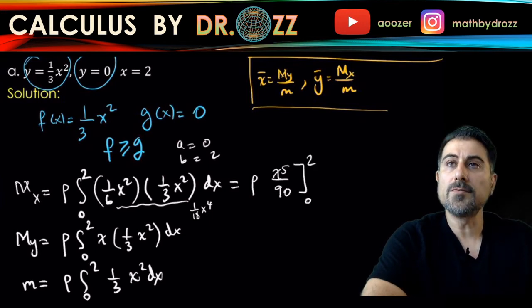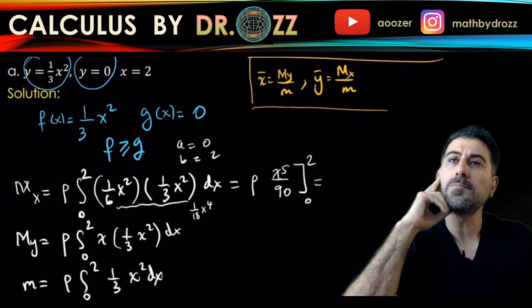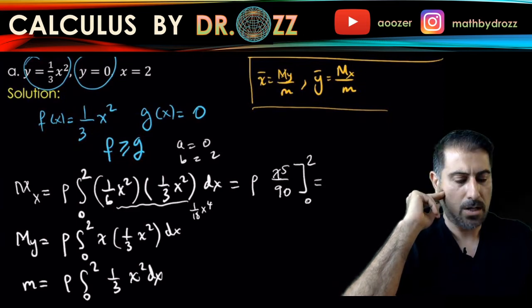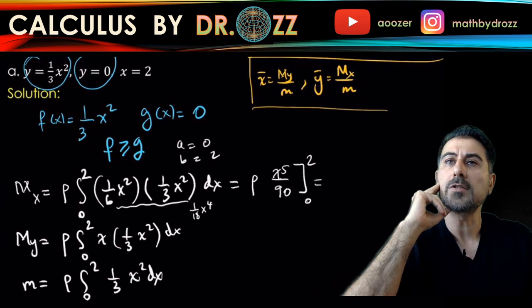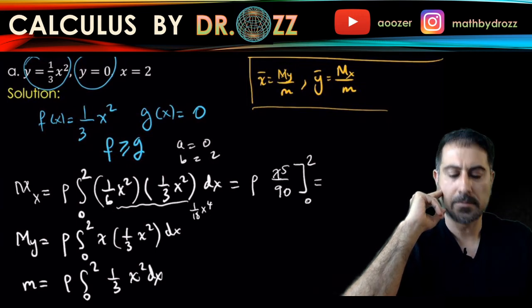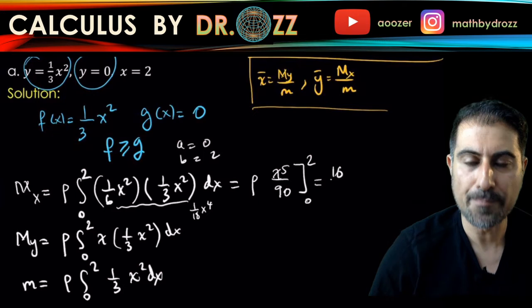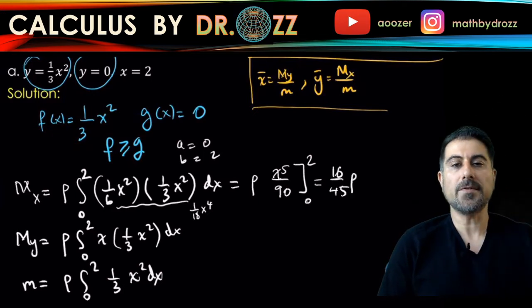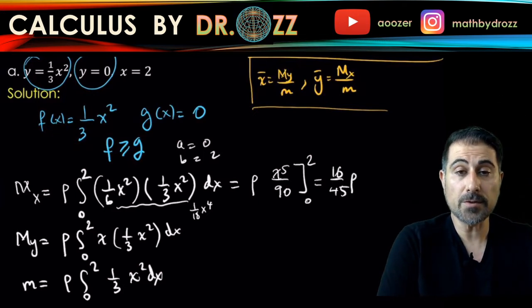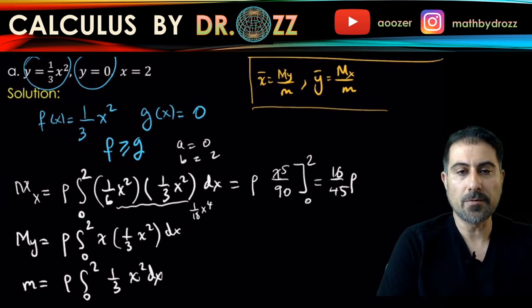And this takes you to, let's see if we have any simplifications here. Let me just double check everything. So that takes you to 16 divided by 45 rho. Okay, here we go. 2 to the 5th is 32. 32 divided by 90 is 16 over 45 rho.